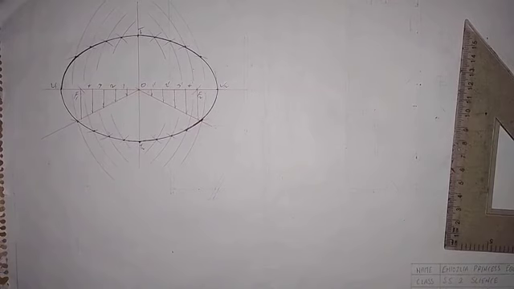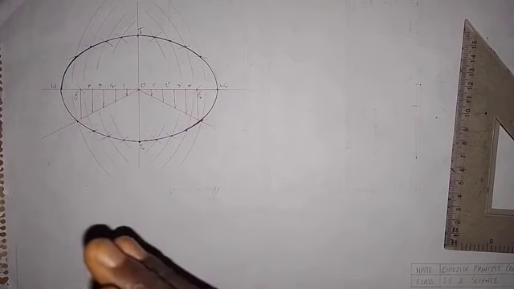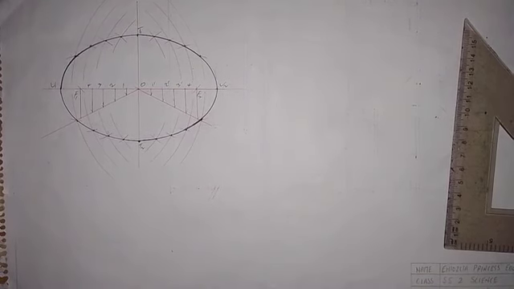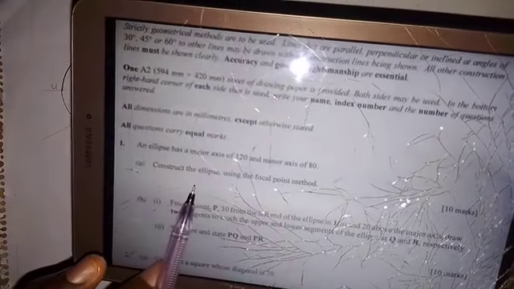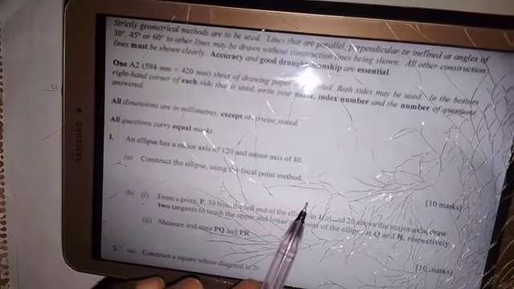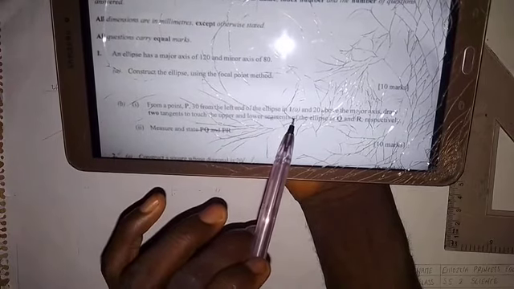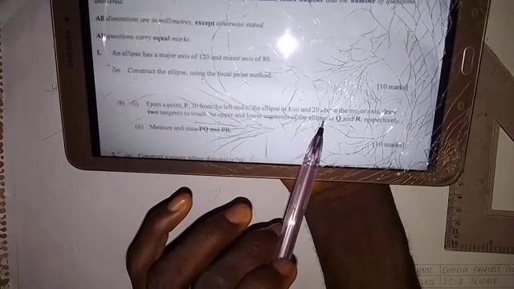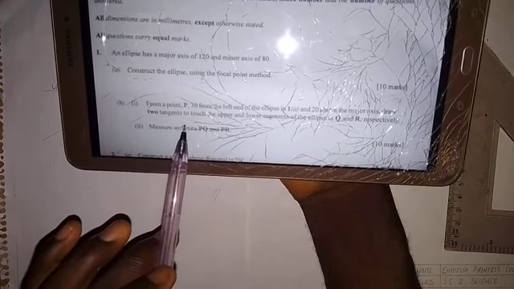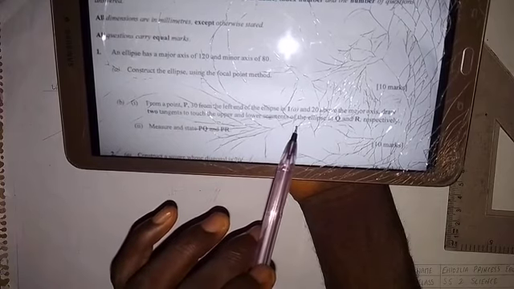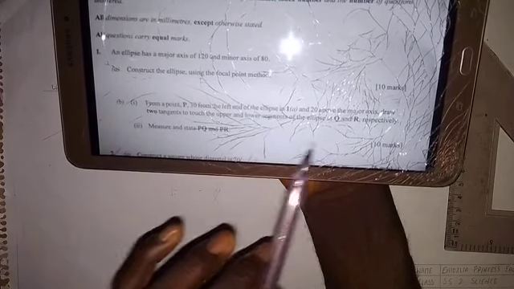So the next thing that we are going to do is that we are asked to construct two tangents on this ellipse. So we are going to do that right now. So we have answered question A that says that we should construct the ellipse using focal point method. It carries 10 marks, so we have done that. So we now move to question B, Roman figure 1, that says that from a point P, 30 from the left end of the ellipse in question 1A and 20 above the major axis, draw the two tangents to touch the upper and lower segment of the ellipse at Q and R respectively.